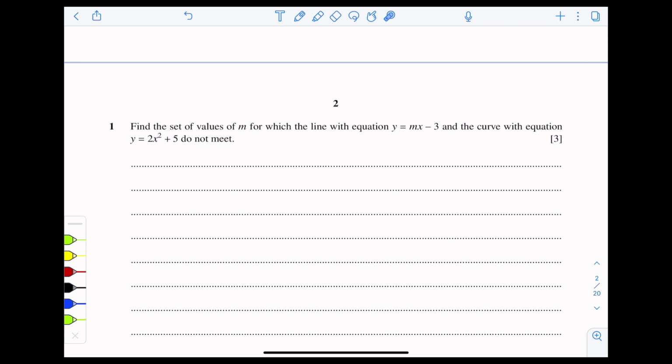for which the line with this equation and the curve with this equation do not meet. This is a line and this is a curve. Here the concept of discriminant lies. When the line and the curve do not intersect, then the discriminant will be less than 0.